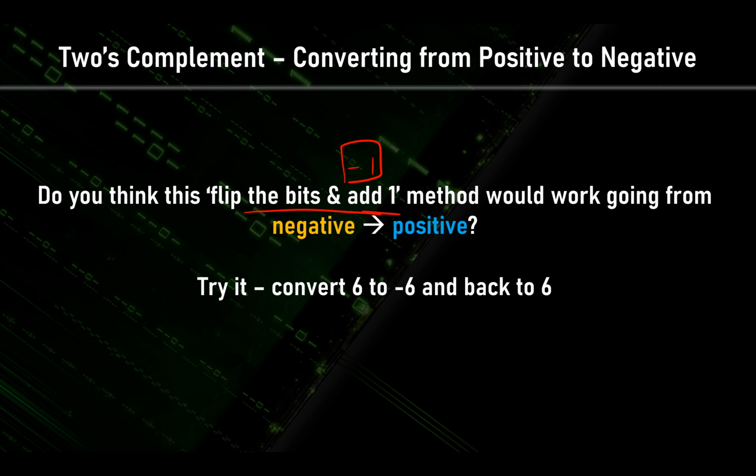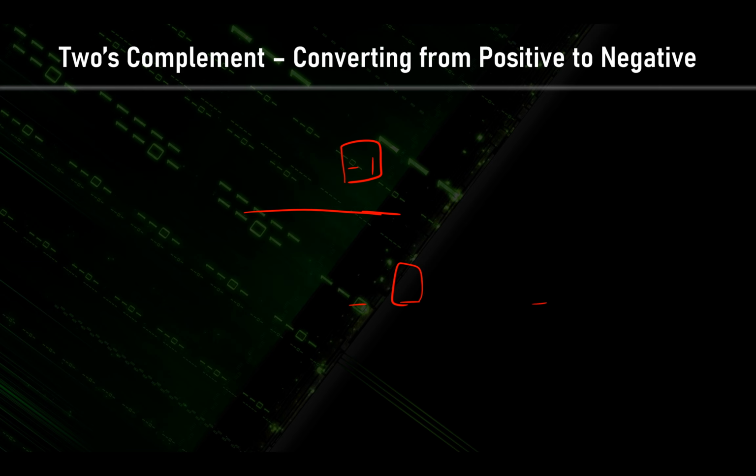So let's say we have 6. Let's convert 6 to -6, then convert -6 back to 6. And for this one, let's only use 4 bits. So I'm just going to do it here. 6 then, let's go -8, 4, 2 and 1. Of course, 6 is just going to be a 4 and a 2, and let's go 0 for the -8. Using the flip the bits and add 1, flipping them, it's going to become this, then add 1.